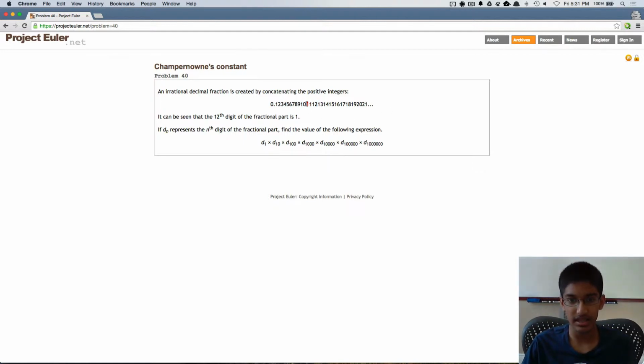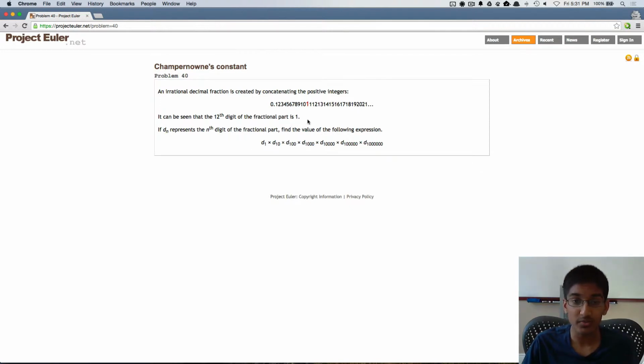It can be seen that the 12th digit here, highlighted in red, of the fractional part is 1. If d sub n represents the nth digit of the fractional part, find the value of the following expression. So we have d1 times d10 times d100 all the way up to d1,000,000.